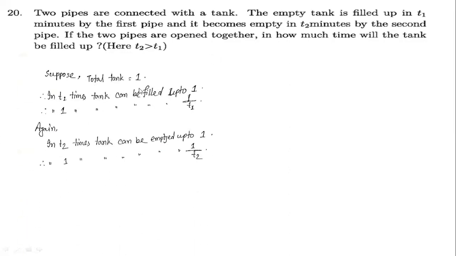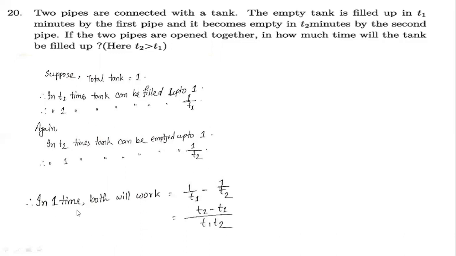Suppose the total capacity of the tank is 1. In T1 time, the tank can be filled up to 1, that means the full tank. In T1 time the tank is filled, so in 1 unit of time it will be 1 by T1. In T2 time, the tank can be emptied, so in 1 unit of time it will be 1 by T2.